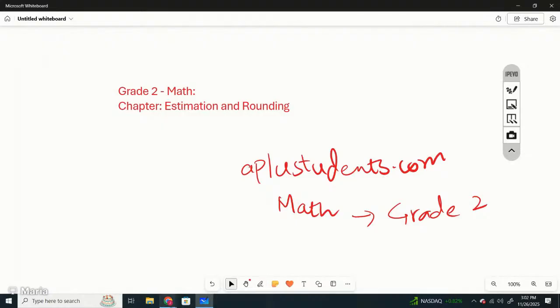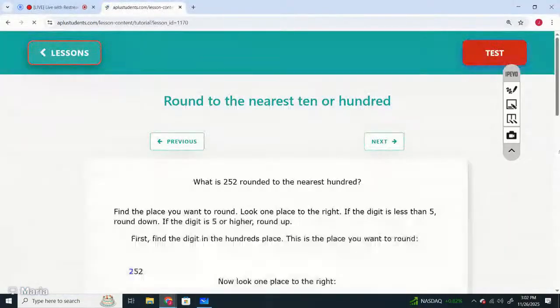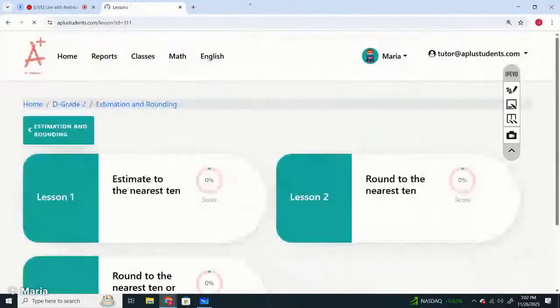So here I'm on the grade 2 math chapter. We are going to start with estimation and rounding. Let's start with the first lesson, that is estimate to nearest 10.